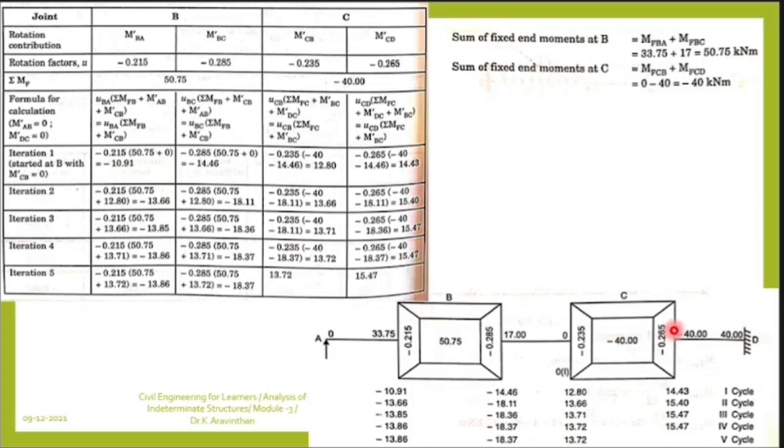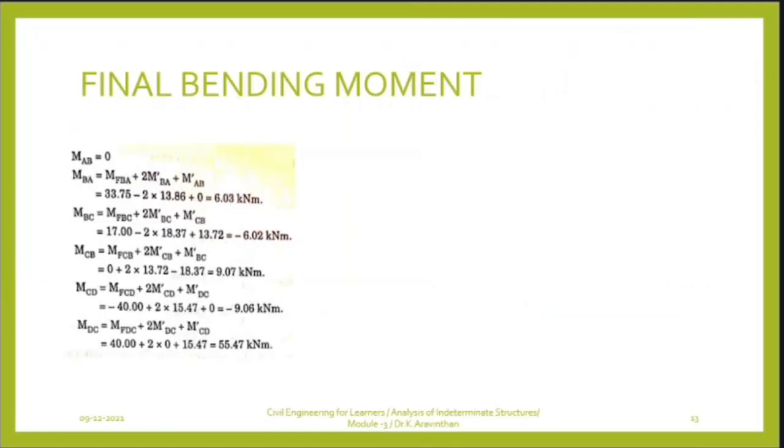Now, why I have stopped the iteration? See the same value for iteration 4 and 5. You can find the answer here, 13.86, 18.37, 13.72 and 15.47. And now we have to stop the iteration, then substitute in the final bending moment. So this is your formula for M dash AB, it will be 0. You have found out in fixed end moment. And MBA, you have to take MFBA. What is it? The fixed end moment which you have found at first step, and M dash BA and M dash AB will be the value you got from the iteration, the final value.